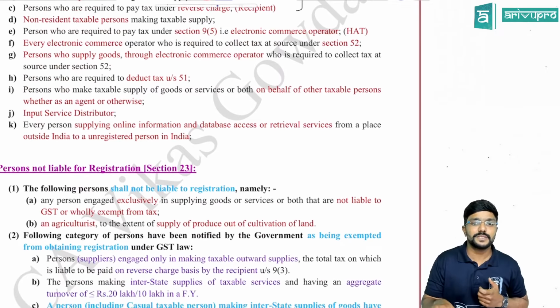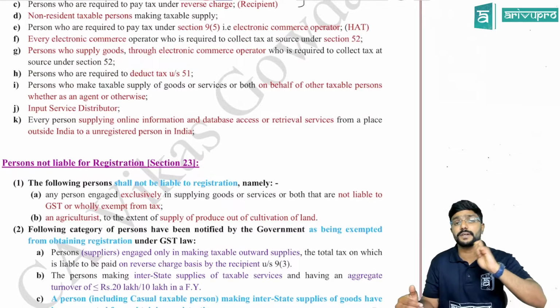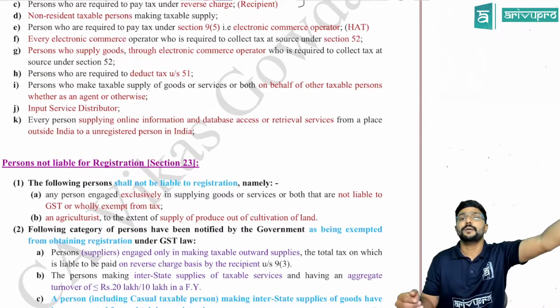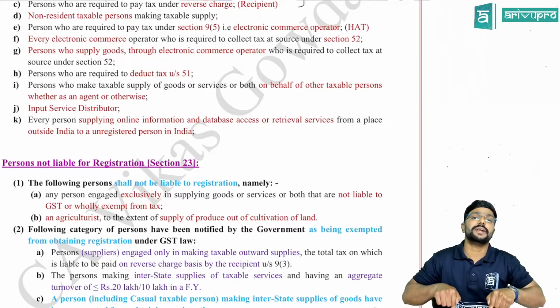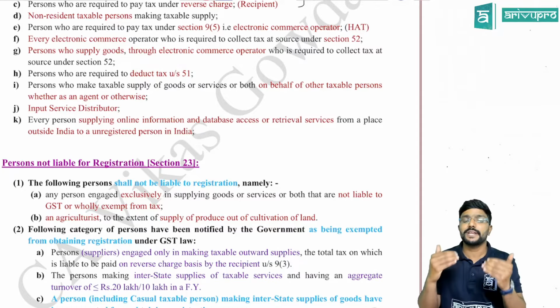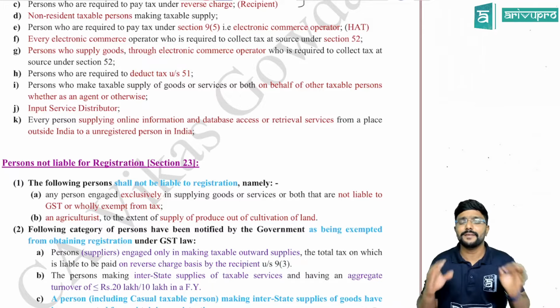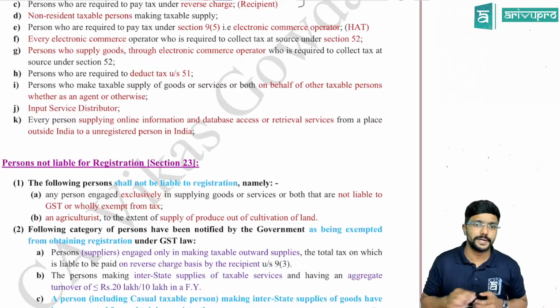Then input service distributor, then any person who is supplying online information and database access or retrieval services from outside India, but to an unregistered recipient in India. So the supplier, even though he is outside India, has to take registration in India. And if you are an agent who is supplying the goods on behalf of someone else, or a broker or middleman, then for you registration is mandatory.